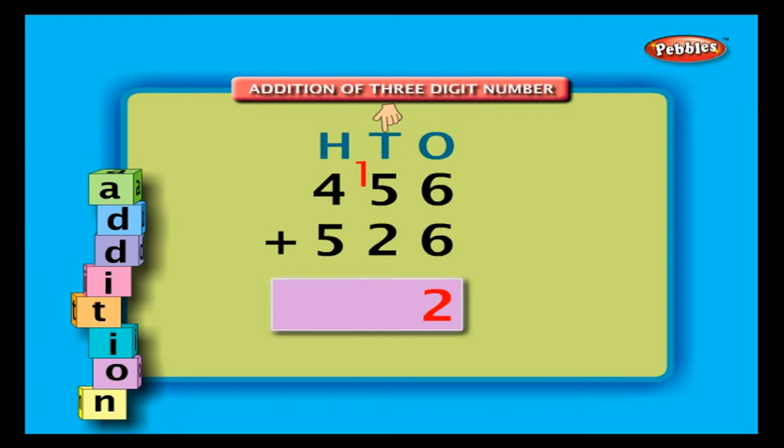Now add the tens column. 1 tens, which is the carryover number, plus 5 tens plus 2 tens is equal to 8 tens. Write 8 below the tens column. Now add the hundreds column. 4 hundreds plus 5 hundreds is equal to 9 hundreds. Write 9 below the hundreds column. So adding 456 and 526, we get 982.